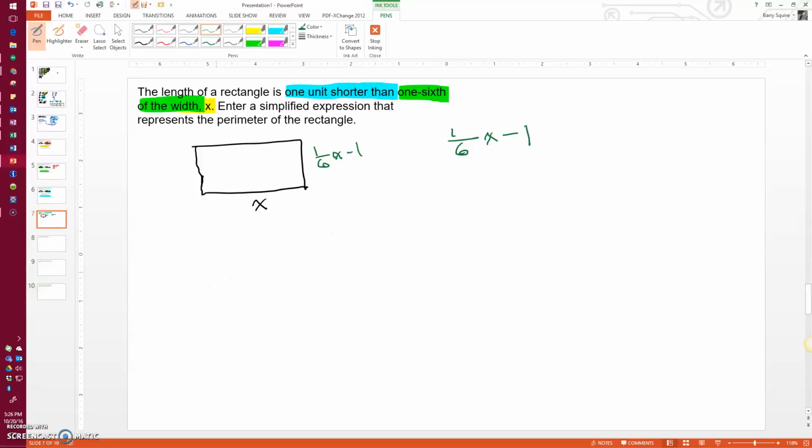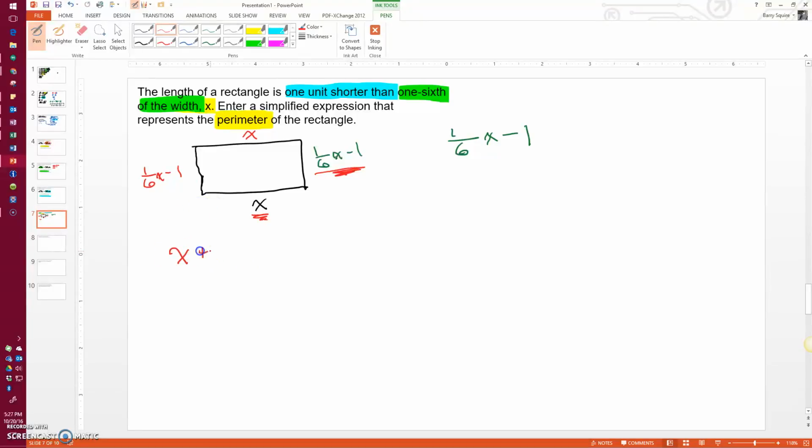And then we have to remember, of course, what perimeter stands for, or what it means. Perimeter is the distance around a shape. So in this case, it's going to be talking about this width x, this 1/6 x minus 1, this is going to be x over here, and another 1/6 x minus 1. So there's our perimeter. We'll just take those things and add them up.